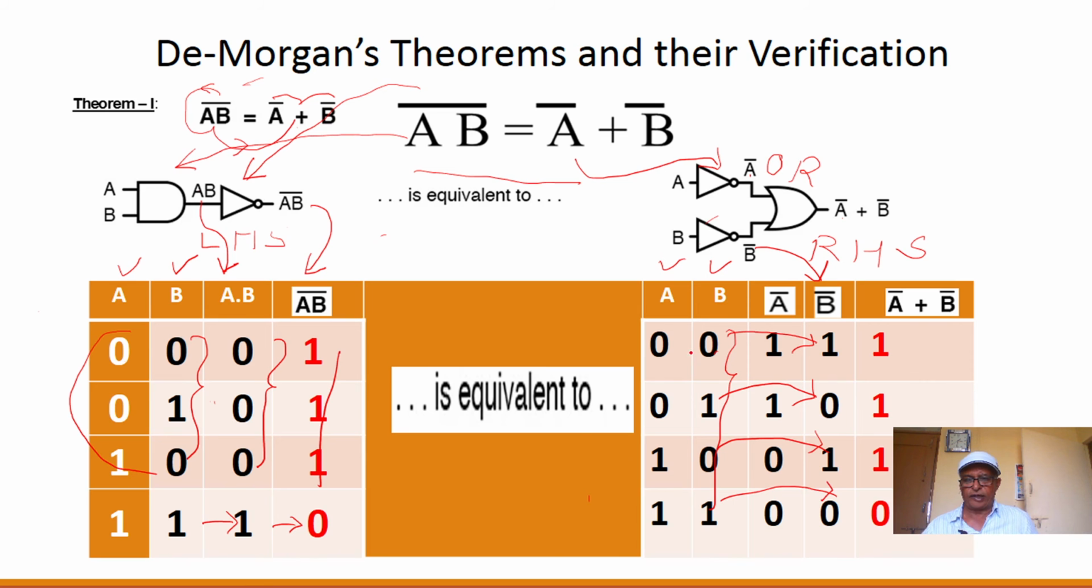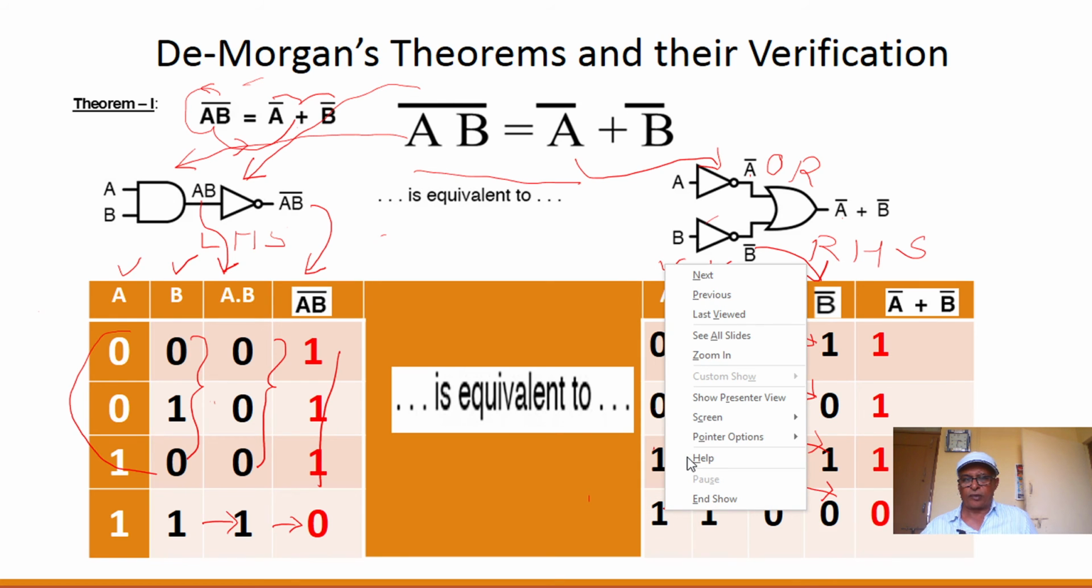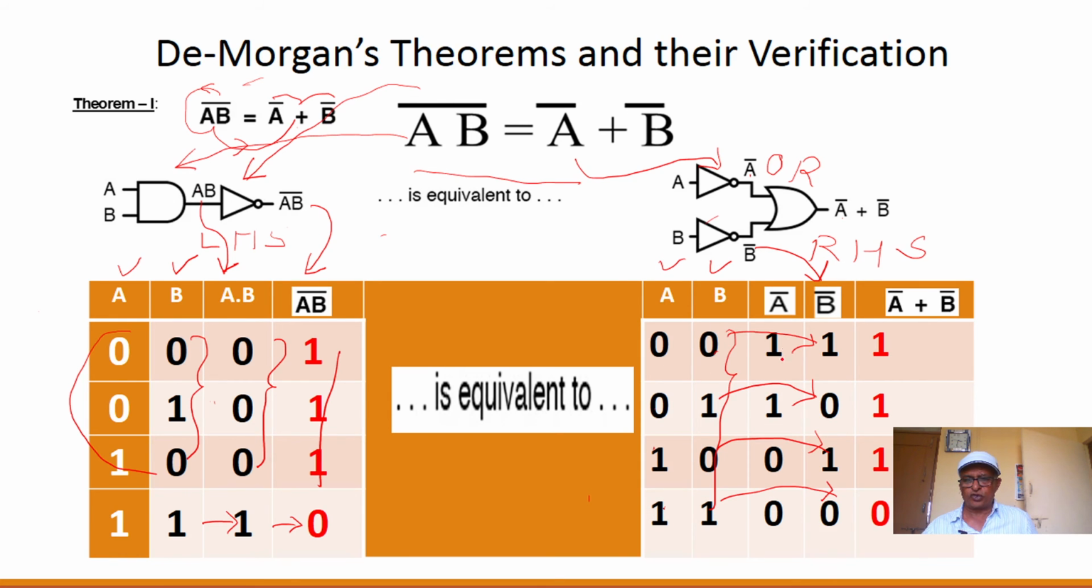In the same way for A, first two are 0 and last two are 1. So complement is first two are 1 and last two are 0. So if we take addition of these two, means A bar plus B bar, so 1 plus 1 we get 1. Similarly 1 plus 0 we get 1, 0 plus 1 we get 1, only 0 for the last gate. So this is the right hand side.